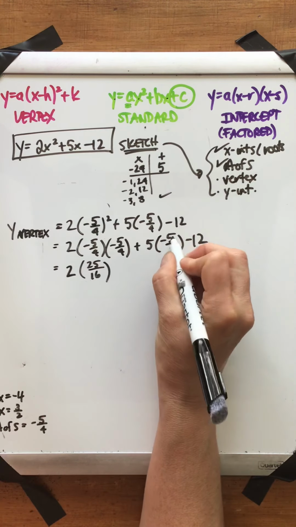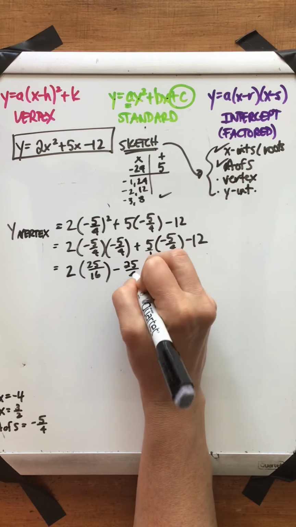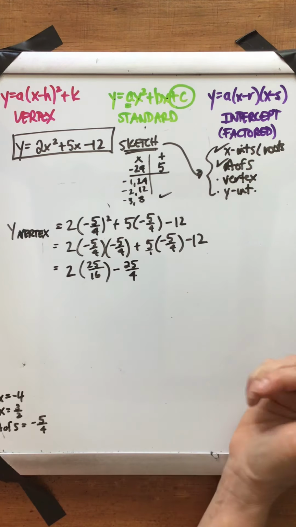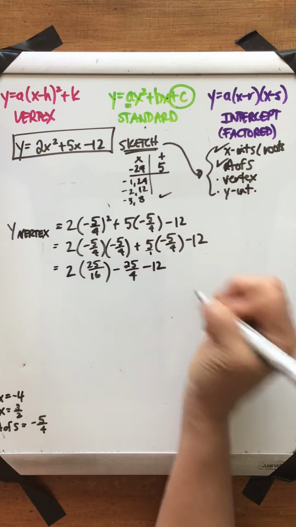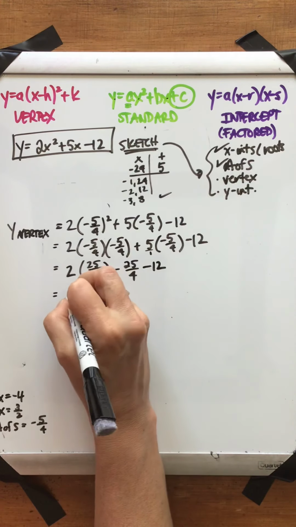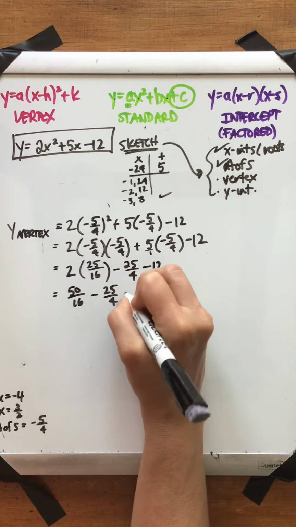And then I'm going to do 5 times negative 5/4, which is negative 25 over 4. This has a denominator of 1, so same idea, multiply the numerators and the denominators together, minus 12. Here I'll just finish multiplying by 2, so that becomes 50 over 16 minus 25 over 4 minus 12.